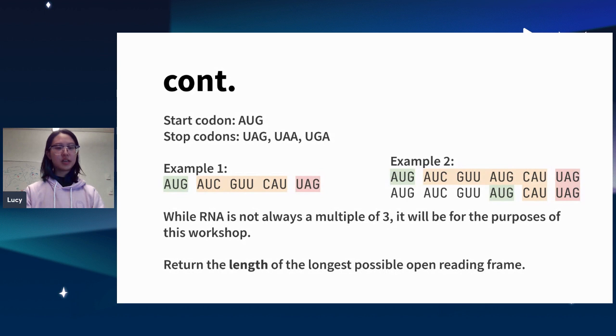Do we count the start codon and stop codon in the length? Those are not counted in the length. Everything in between them is counted in the length. So in example 1, it would be 9, and in example 2, it would be 12. We don't include the start and stop. Okay, those are some really good questions.